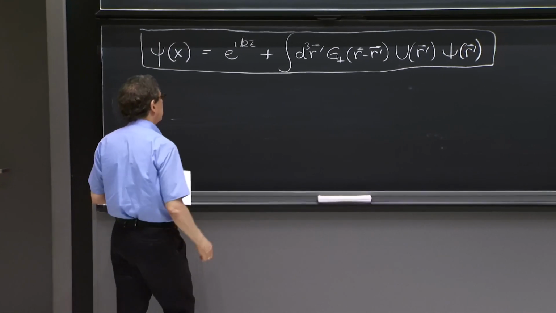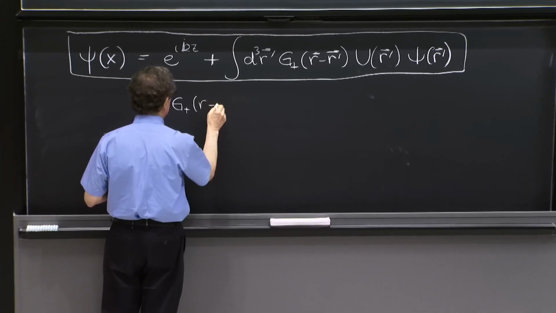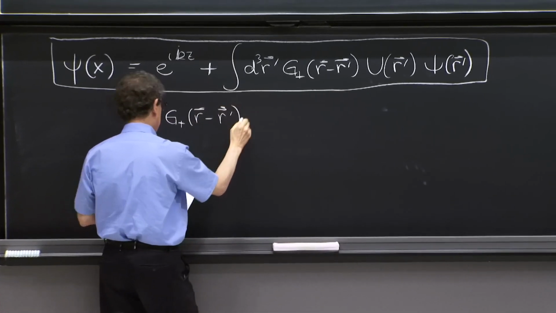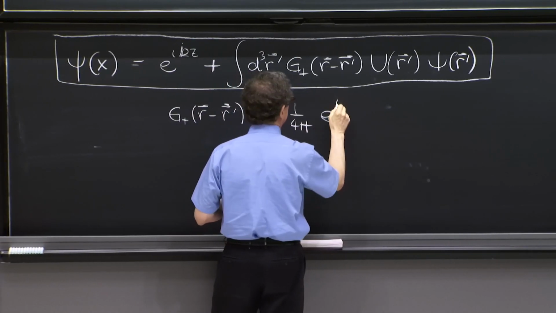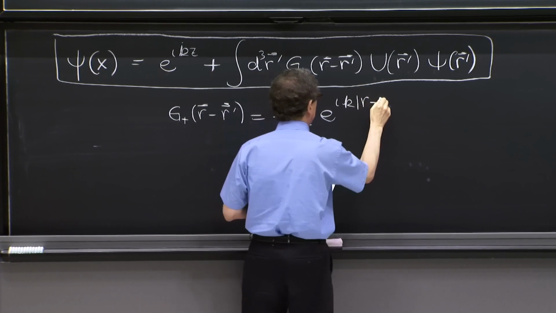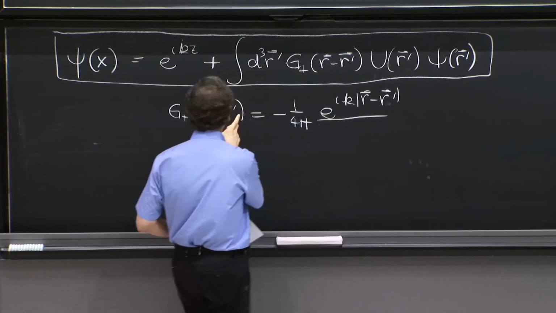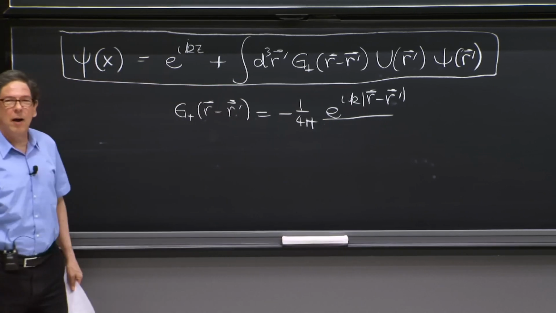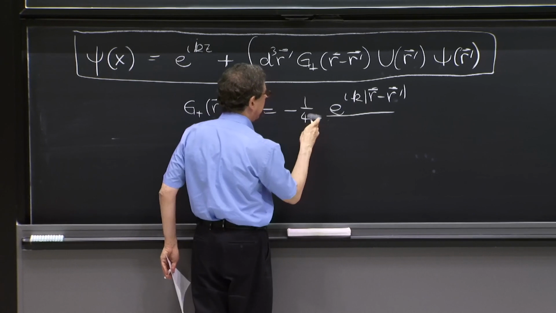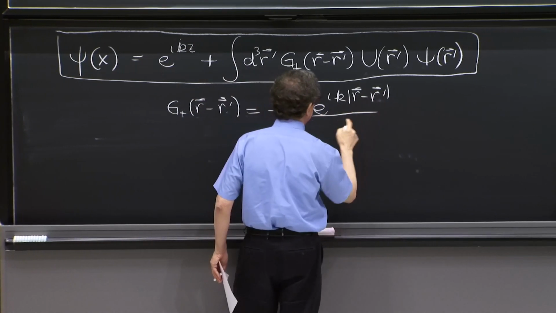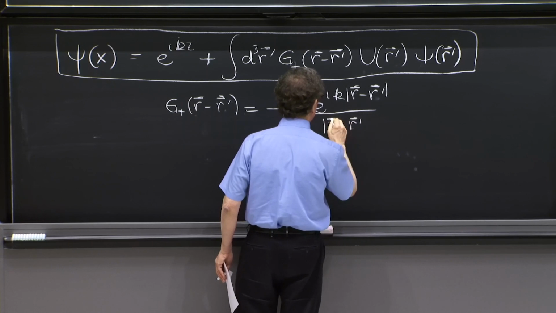Now, this function g plus was our Green function that we also discussed. And it was given by the following formula. It just depends on the magnitude of this vector argument of the Green's function. So 1 over 4 pi e to the ik magnitude of that divided by magnitude of that vector.